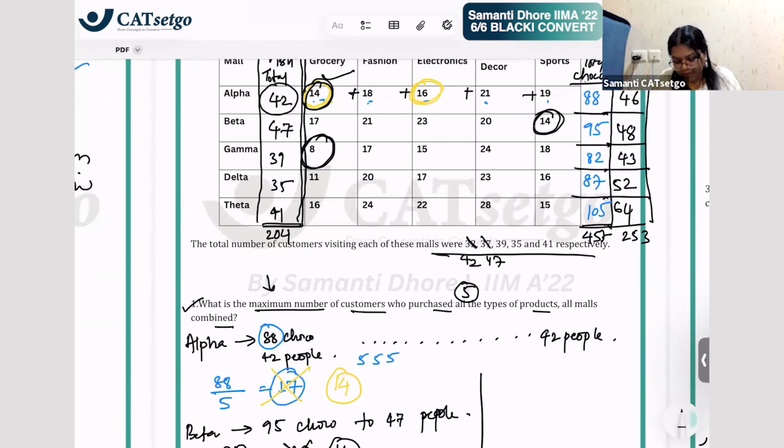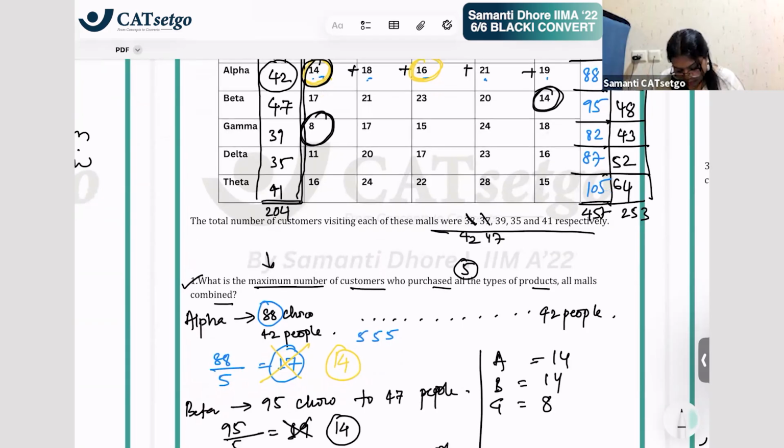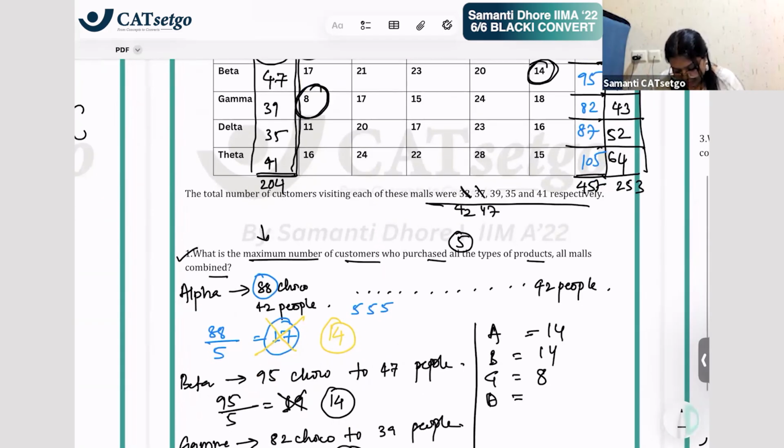And that's why for alpha mall it is 14. For beta mall, it is again 14. For gamma mall, it is 8. For delta mall, how much? 11, because 11 is the minimum. And for theta mall, I think 15, right?